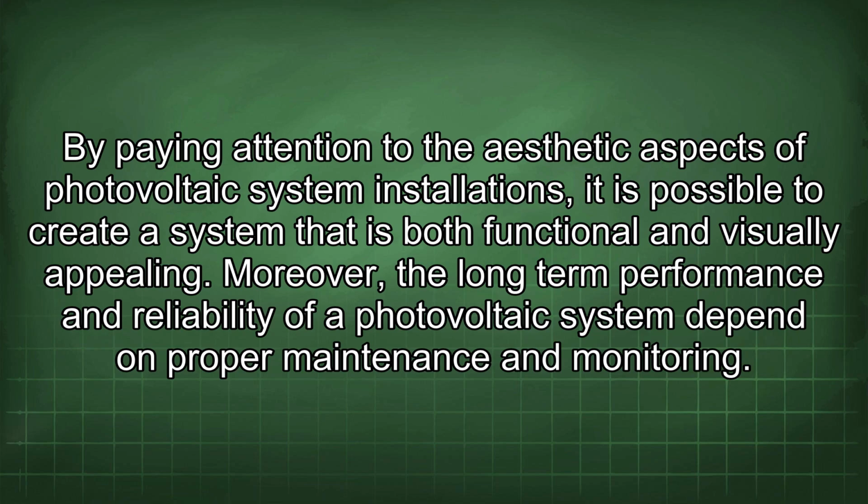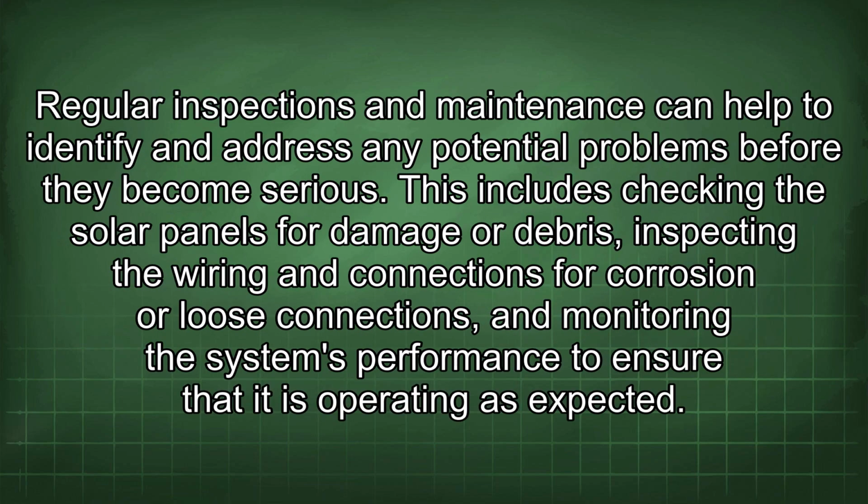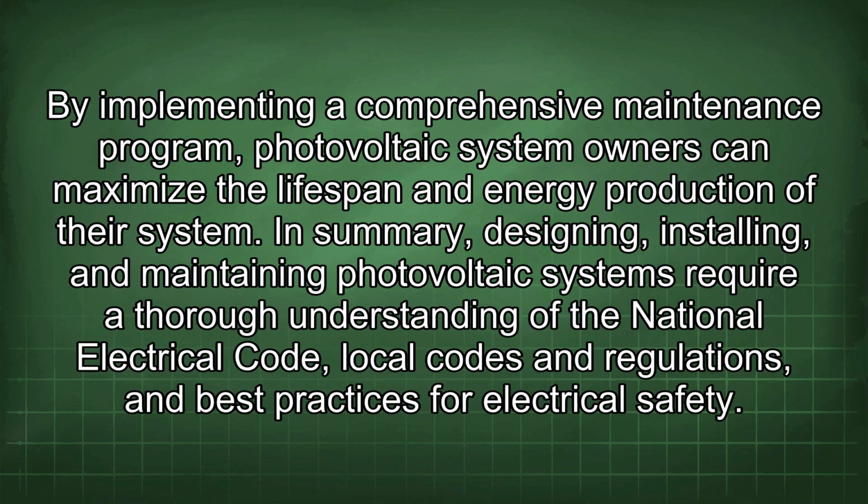Moreover, the long-term performance and reliability of a photovoltaic system depend on proper maintenance and monitoring. Regular inspections and maintenance can help to identify and address any potential problems before they become serious. This includes checking the solar panels for damage or debris, inspecting the wiring and connections for corrosion or loose connections, and monitoring the system's performance to ensure that it is operating as expected. By implementing a comprehensive maintenance program, photovoltaic system owners can maximize the lifespan and energy production of their system.